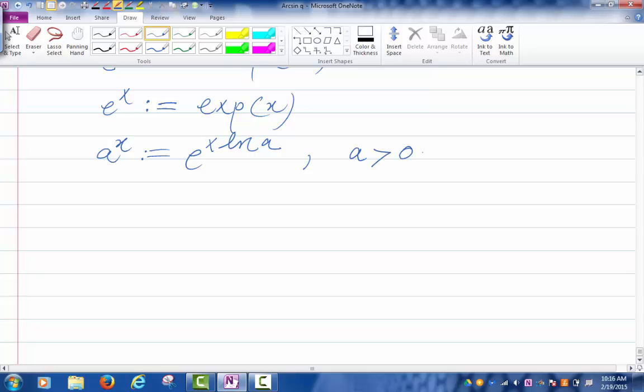Okay? Those were the definitions we made after that. So those are the general exponential functions. Now we want to talk about the general log function. And how would I define that? Right? How would I define that?